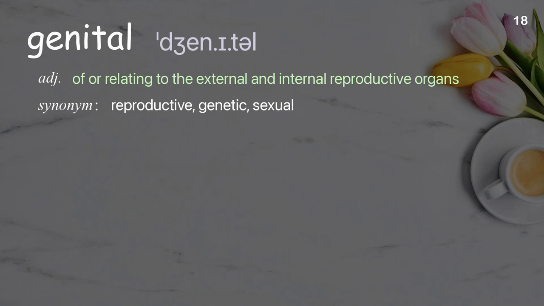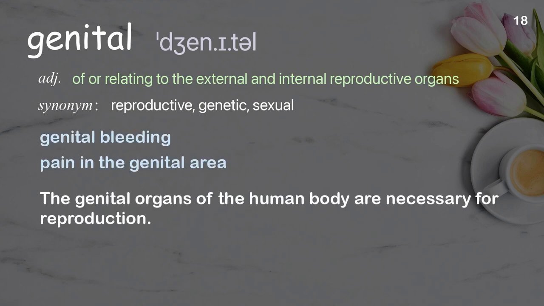Genital: of or relating to the external and internal reproductive organs. Examples: genital bleeding, pain in the genital area. The genital organs of the human body are necessary for reproduction.